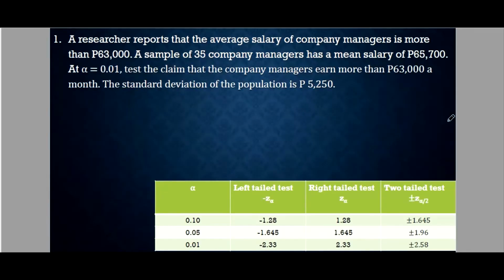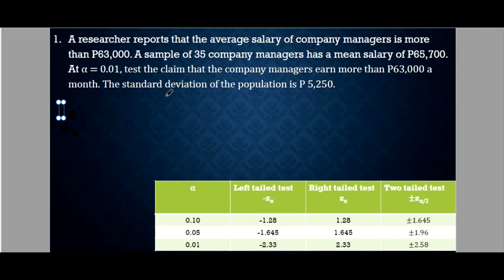Problem number 1. A researcher reports that the average salary of company managers is more than 63,000. A sample of 35 managers has a mean salary of 65,700. At alpha 0.01, test the claim that the company managers earn more than 63,000 a month. The standard deviation of the population is 5,250. So let's start first with our null and alternative hypothesis.